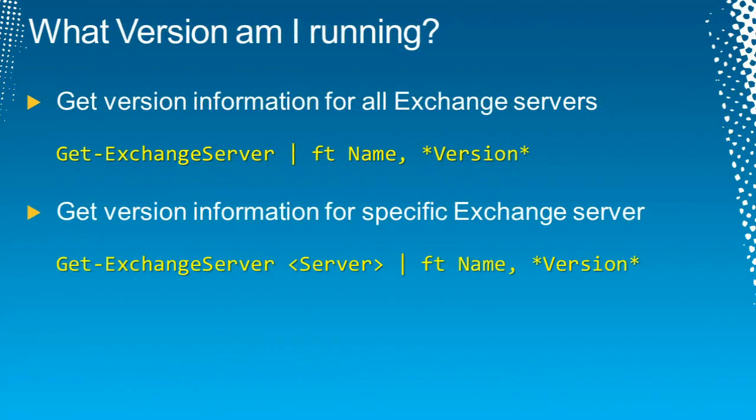Now, what about version information? Okay, that's the build number. That's different. You have to get that a different way, and that's actually Get-ExchangeServer, but instead of getting the edition back, you're asking for the version information back.